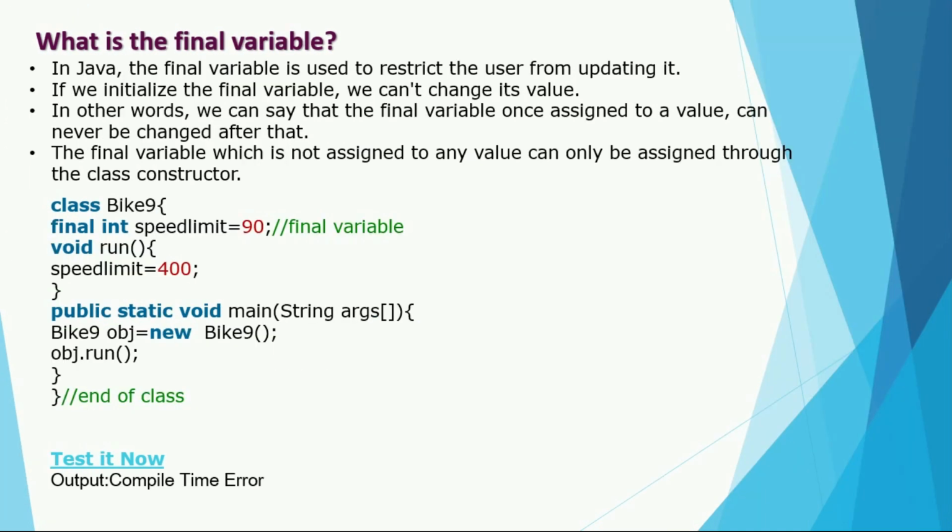What is the final variable? We already discussed that a final variable is used to restrict the user from updating it. If we initialize a final variable, we can't change its value. We can say a final variable, once assigned a value, can never be changed.